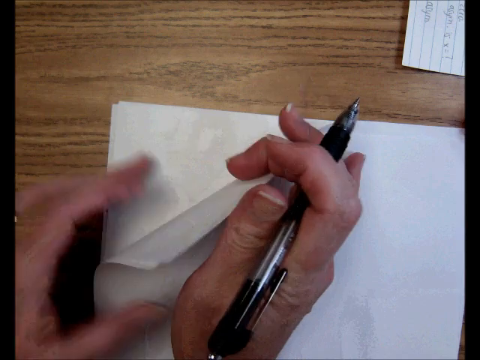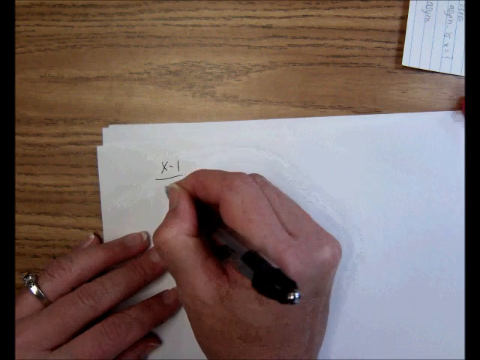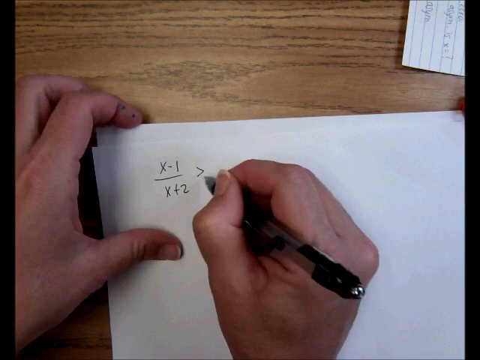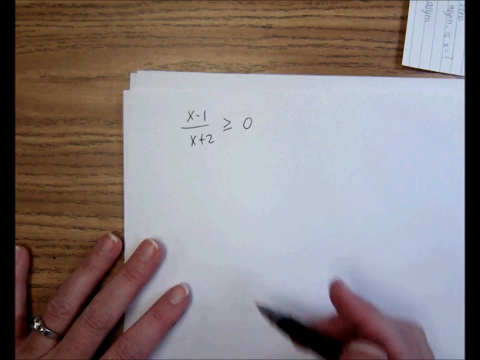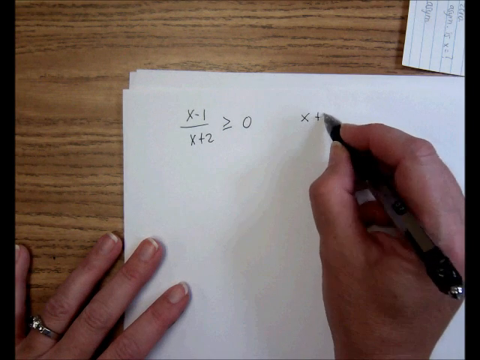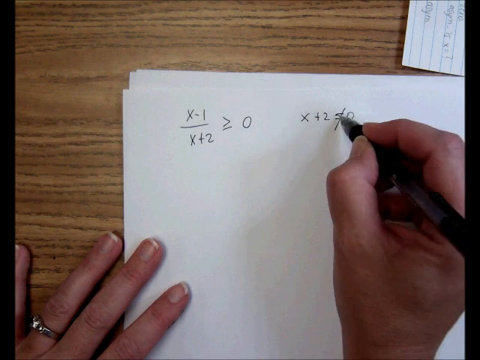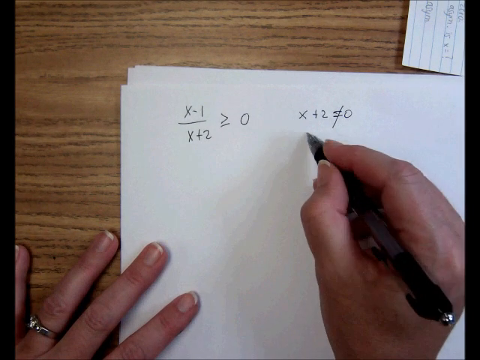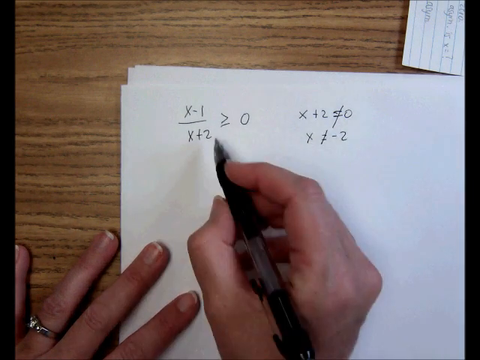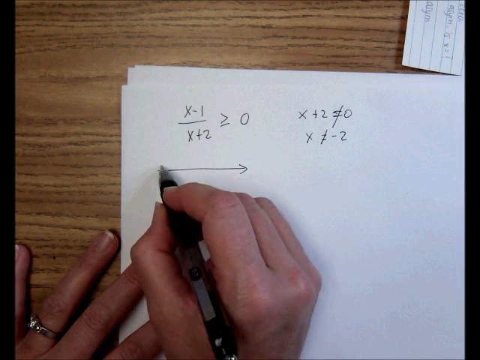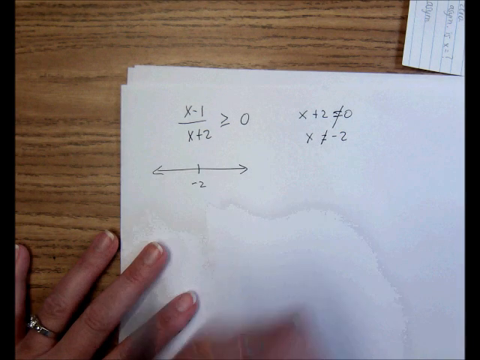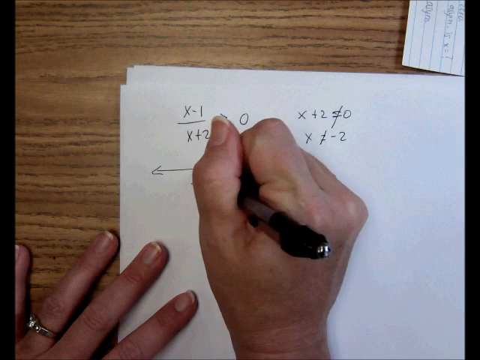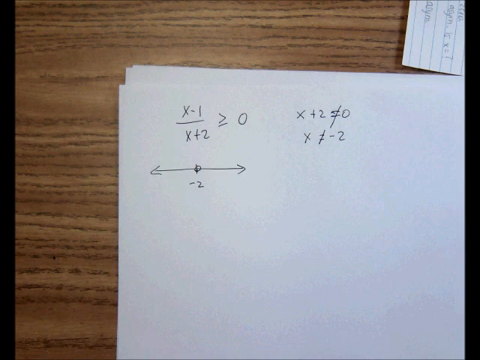So in the first problem, I'm going to work on (x minus 1) over (x plus 2) is greater than or equal to 0. And in this case, the first step I have is I find out what my denominator cannot be. And x cannot equal -2 because it'll make my denominator 0. So I make a number line and I put -2 and I put an open circle. It will always be an open circle where the denominator is 0.